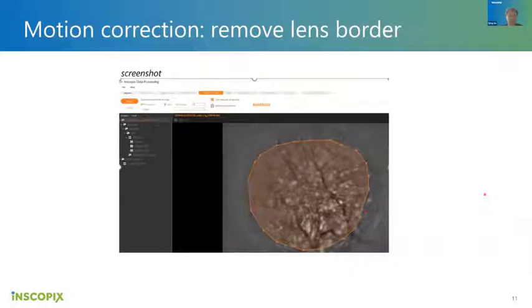Yeah, so the next step after spatial bandpass filtering is motion correction. This step is really important, and we have a built-in motion correction algorithm. It could work pretty well, but in certain cases you have to remove the lens border to make it more robust. So you can use an ROI function just to draw around the lens border to make sure the algorithm applies to the tissue, but not the lens border, since the lens border is typically more static, and if you include it, it will probably interfere with your motion correction efforts.